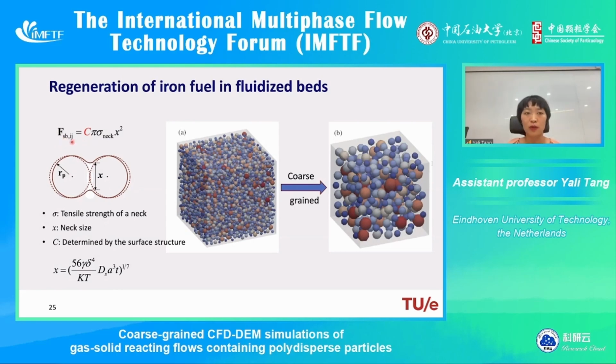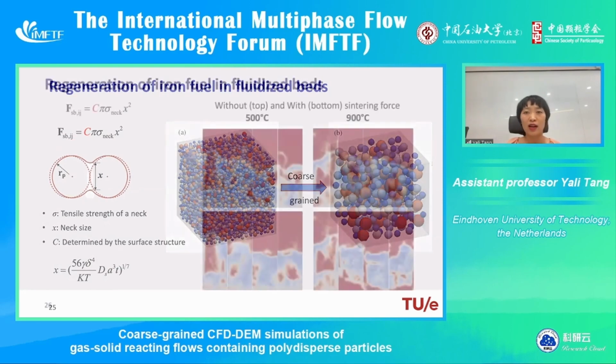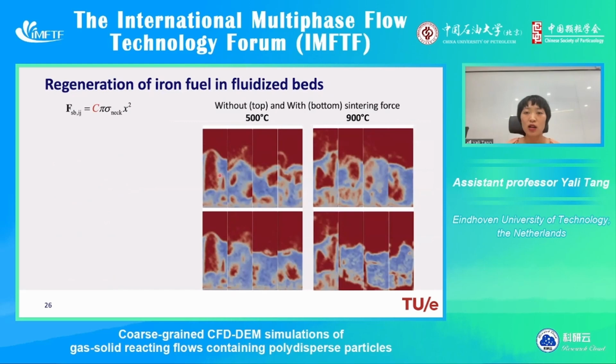I will not give much detail later. Again, I will give the publication. You can find more detail about the scaling of this solid bridge force. And quickly to show you the result, these are the snapshot sequence of the volume, the void fractions at two temperatures. Left is 500 degrees C, right is 900 degrees C, and at the top is without sintering force, at the bottom is with sintering force. You can quickly scan that.